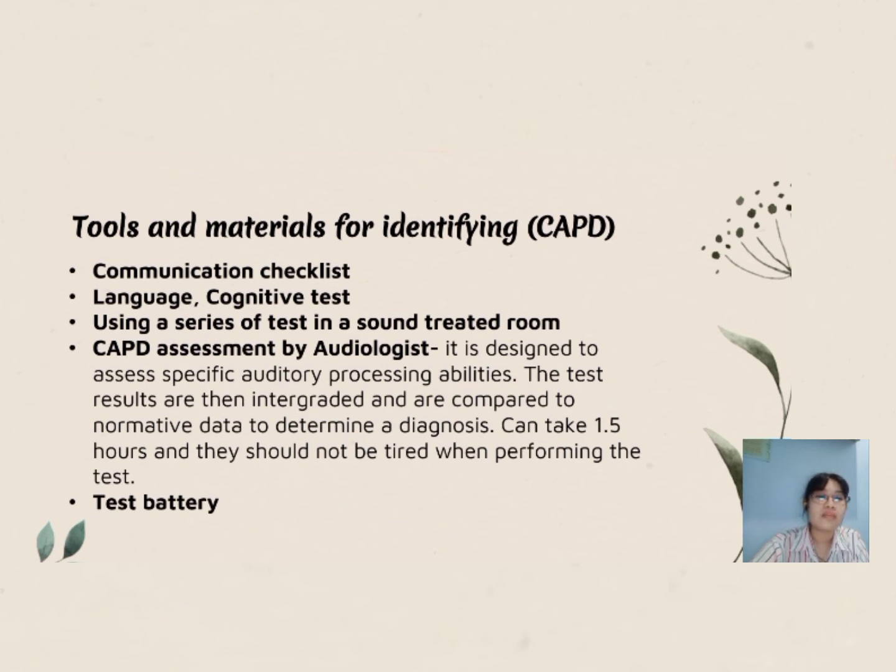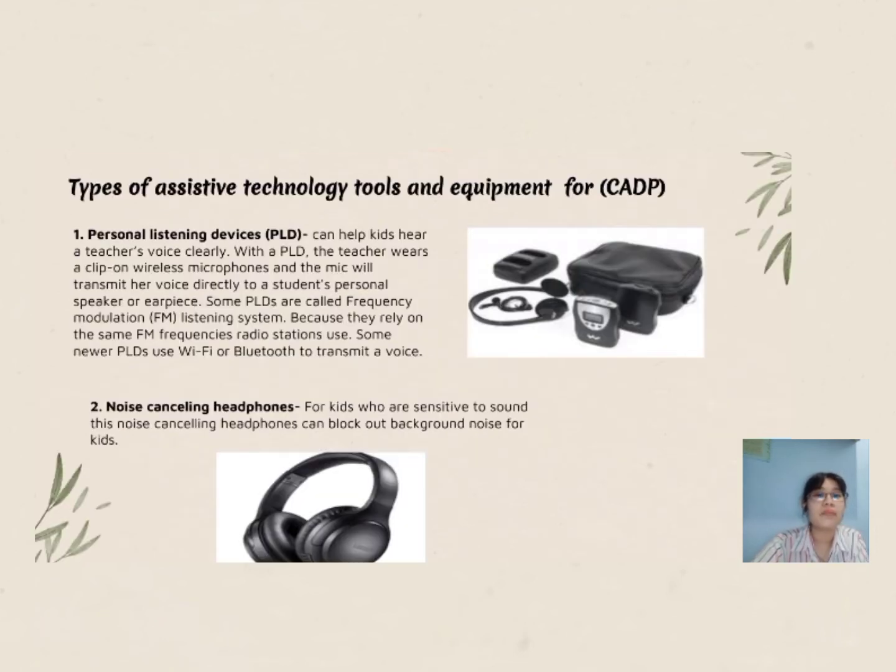And next, we have the test batteries. Next, types of assistive technology tools and equipment for CAPD. We have the personal listening device or the PLD. This can help students to hear a teacher's voice clearly. With the PLD, the teacher wears a clip or a wireless microphone, and the mic will transmit her voice directly to the student's personal speaker or earpiece. So, how does what the teacher says transmit to the earpiece or speaker of the students? Because this PLD can be connected with Wi-Fi or Bluetooth to transmit the voice.